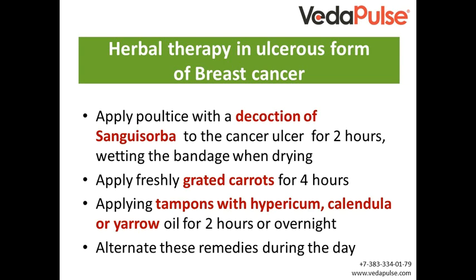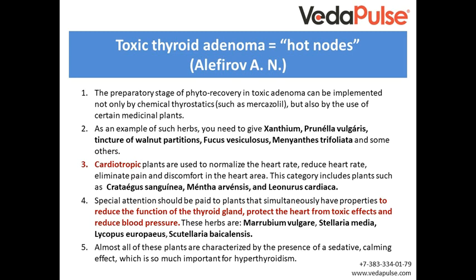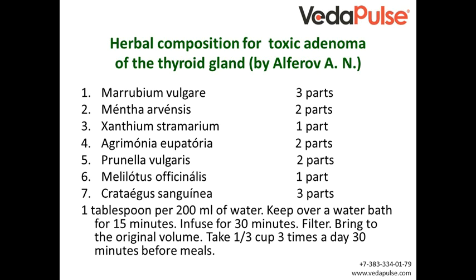In toxic thyroid adenoma, which is like a precancerous state, when the patient is complaining of enlarging of the thyroid gland and tachycardia, we prescribe cardiotropic plants and plants that reduce the functioning of the thyroid gland. And this is the herbal composition suggested by Alifierov to fight the toxic thyroid gland, which is, I'm repeating, a precancerous state and may lead to surgical intervention. And we meet the patients after the intervention to support them with this remedy.